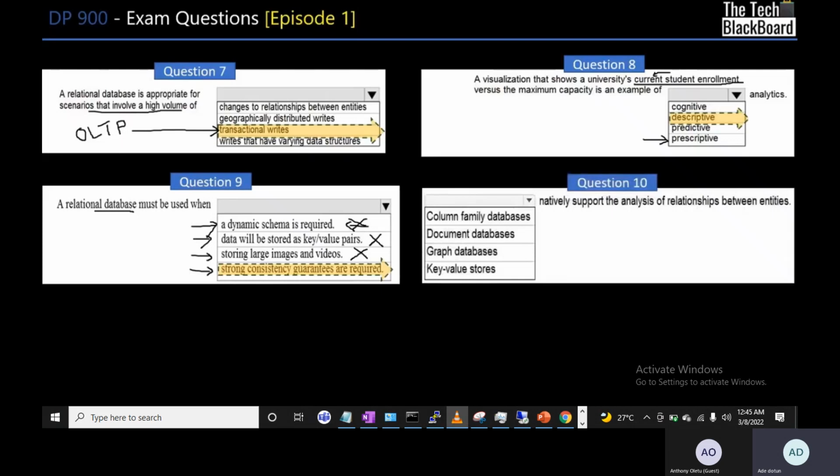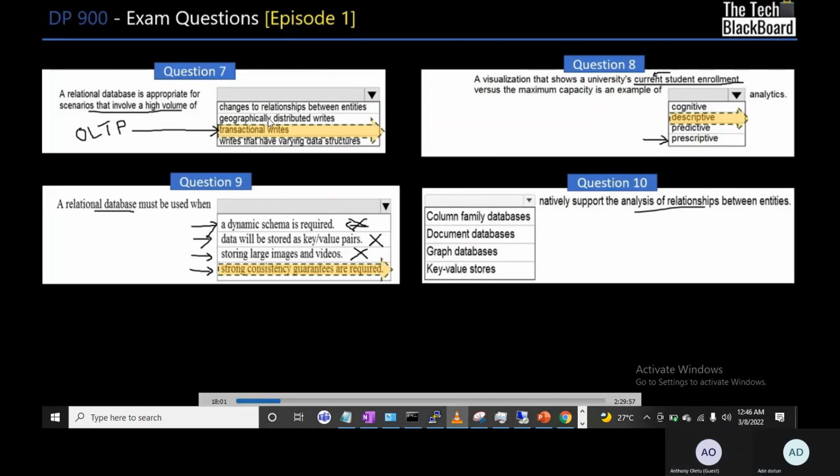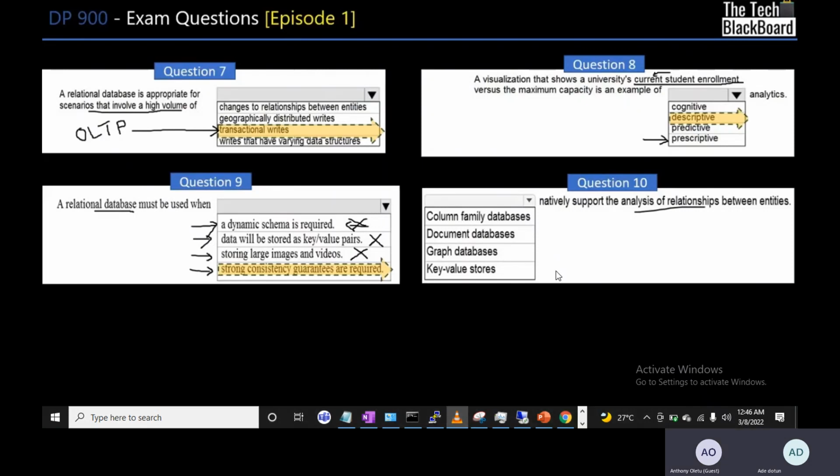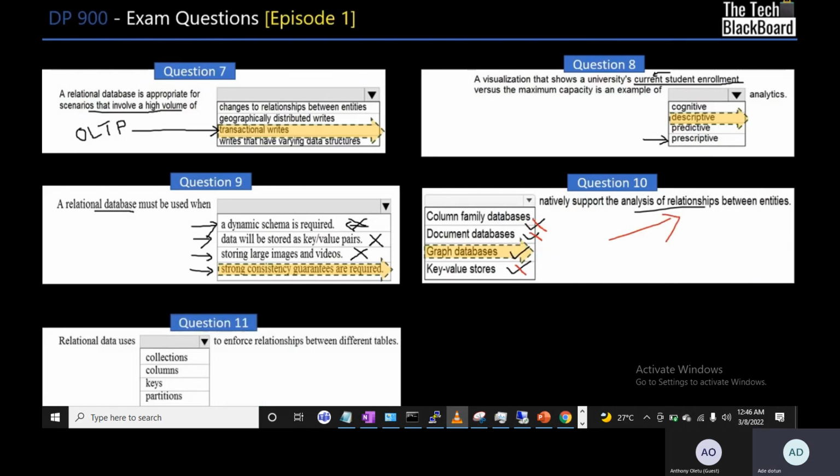So question 10, let's see the answer. Analysis of relationship, this question 10 I'm talking about. The answer is this one, analysis of relationship. So you can see that I chose graph database.